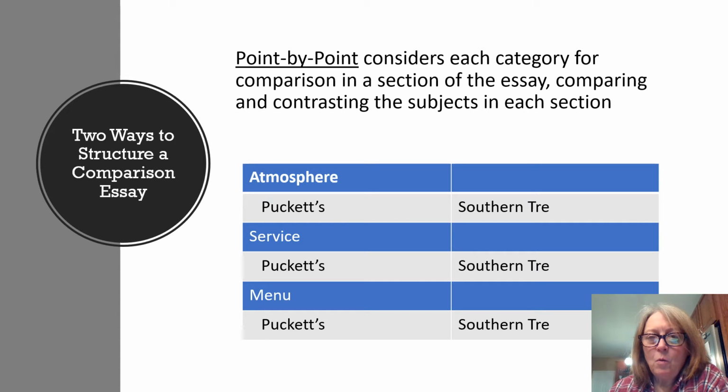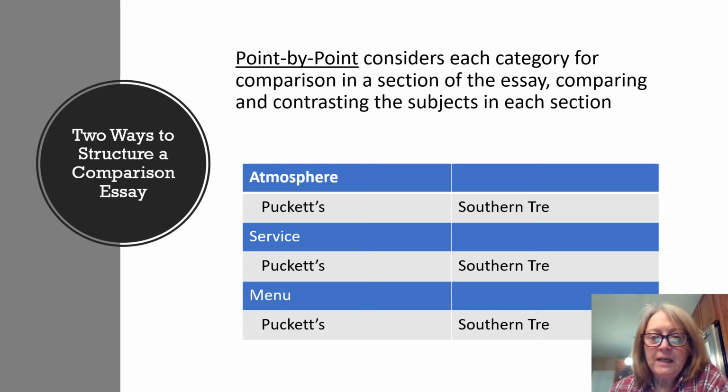The other way people structure a comparison essay is the point-by-point method. And this is the method that we will use in our essays. In point-by-point method, you consider each category that you're going to discuss, and you organize your paper so that you cover each category in a different section of the paper. And for each category, you discuss both subjects.